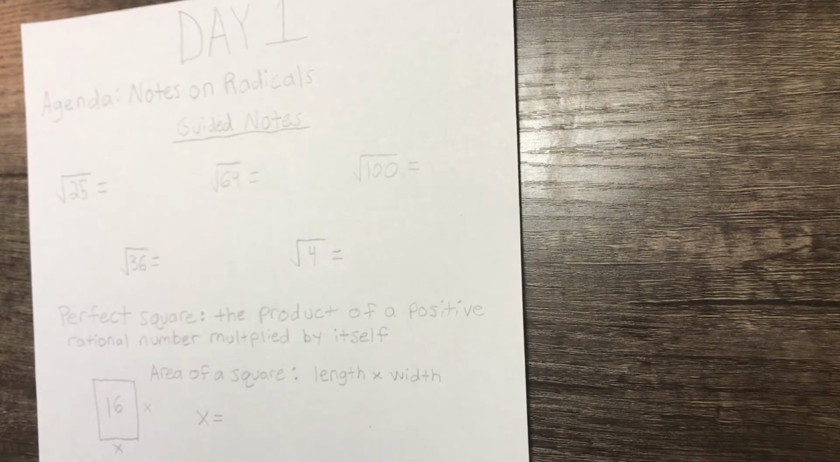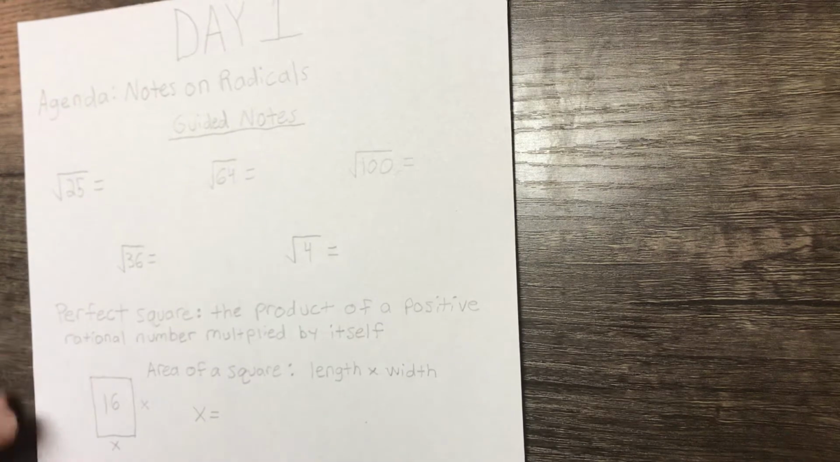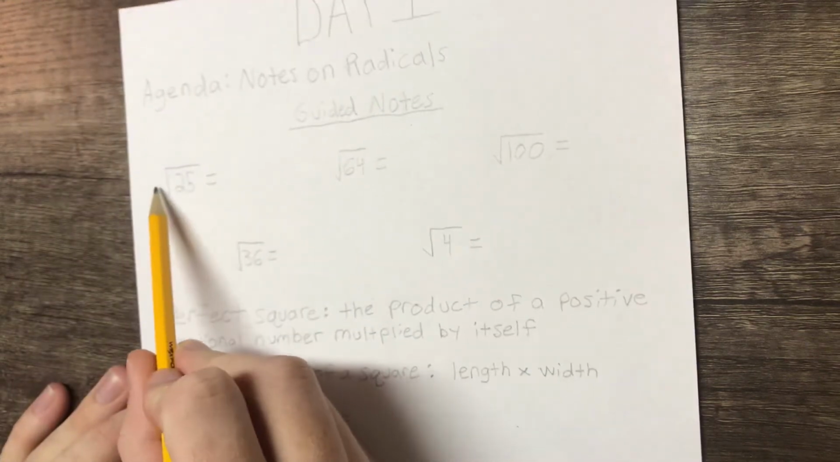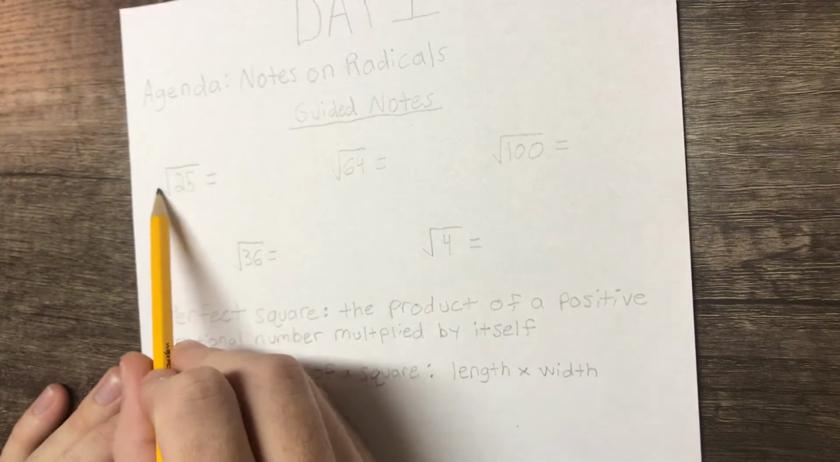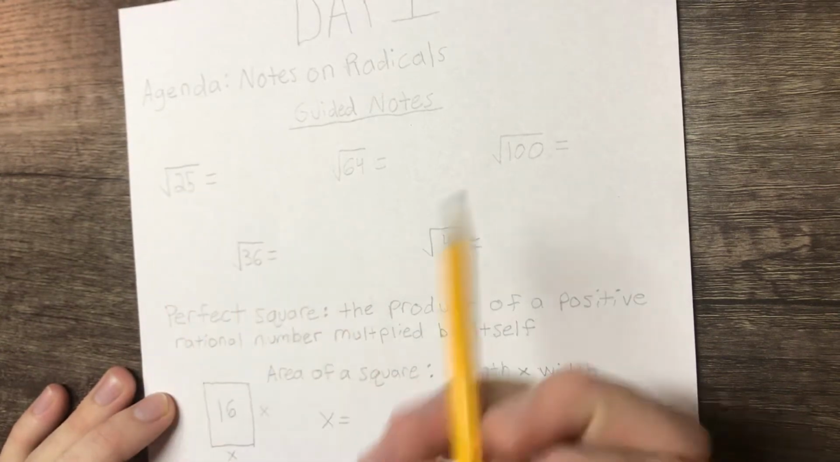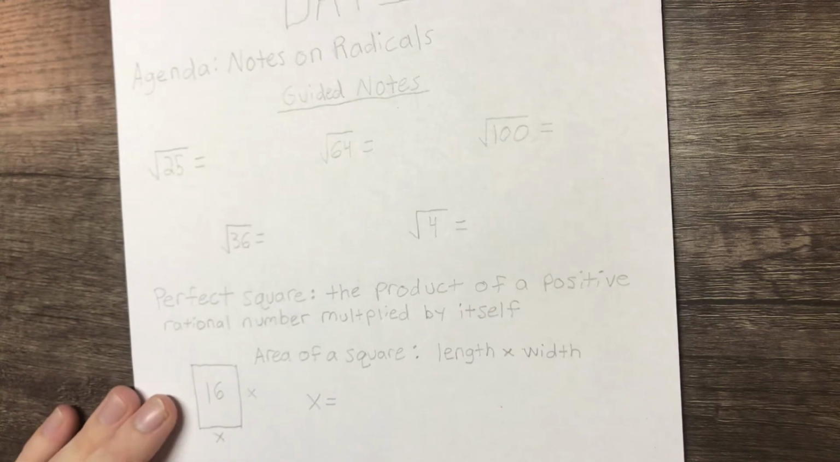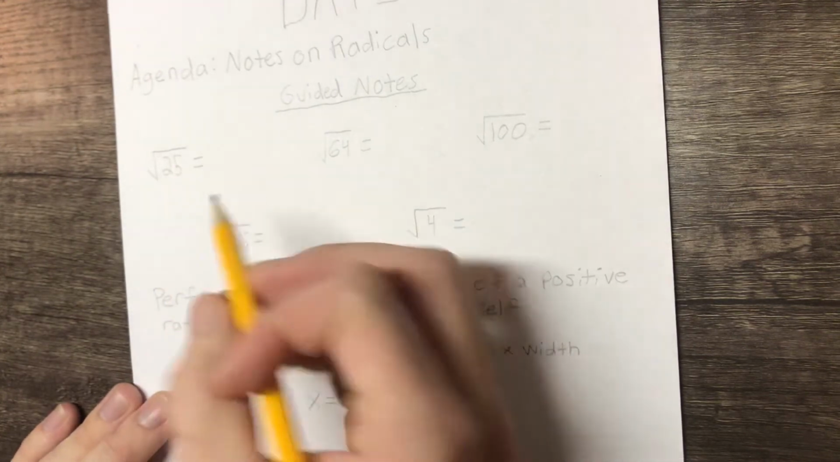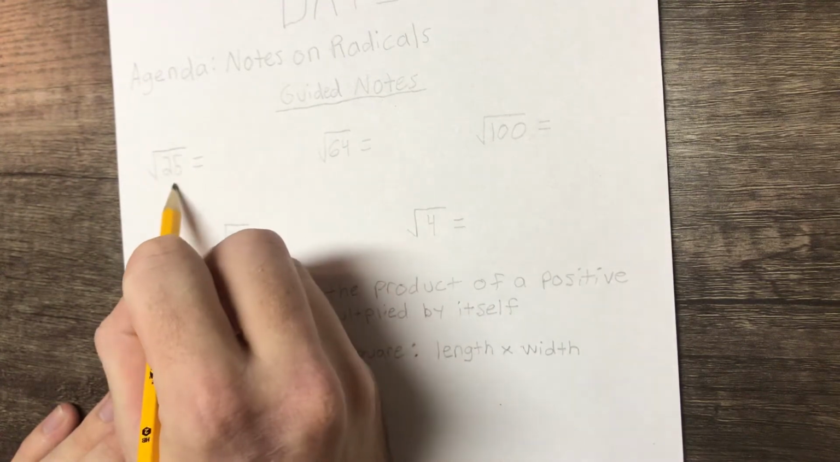Okay, so today we're going to be talking about radicals. Now, for those of you that don't know what a radical is, this symbol right here is taking the square root of a number. So a few examples that we have here are the square root of 25.